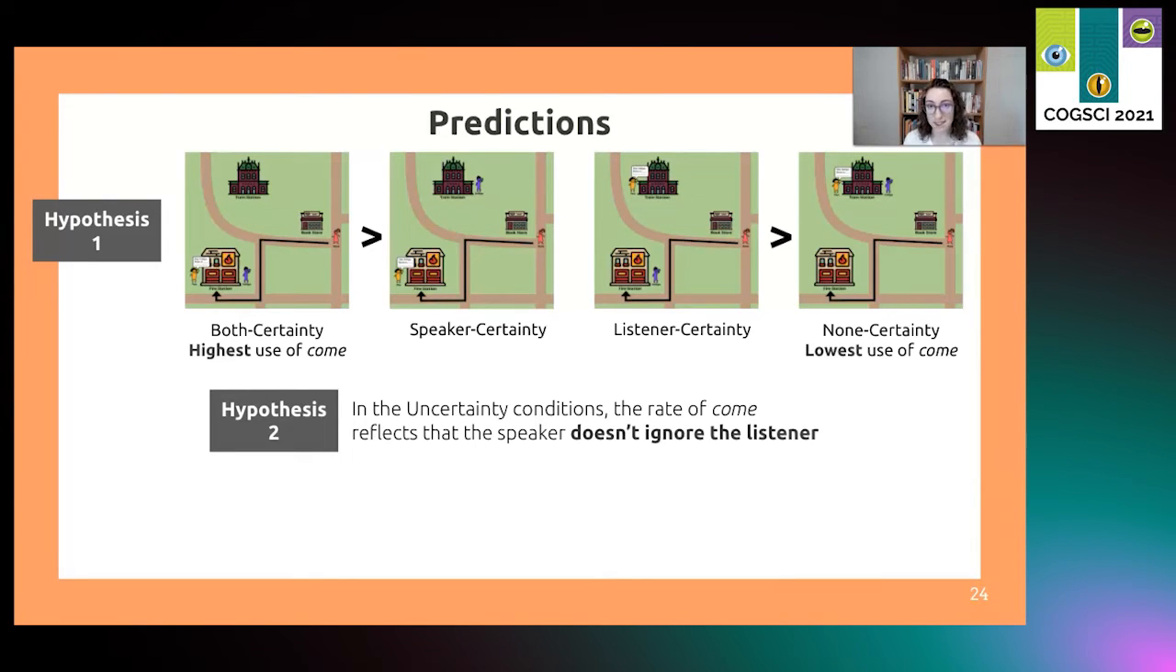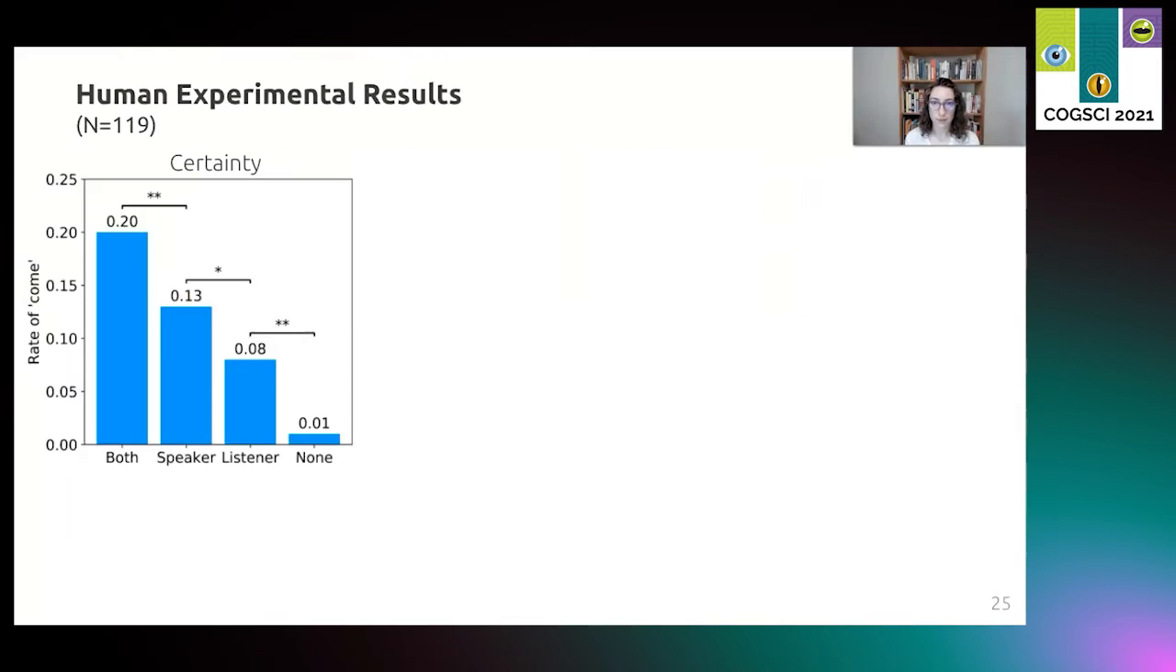So for the rest of the presentation, I'm first going to present the human experimental results, and then I'm going to present computational modeling. And these are the certainty results for come. I focus on come here, but we show how other predicates are used across conditions in the paper. Remember that we predicted that come would be said most in both, less in speaker and listener, and least in none. And this is exactly what we find.